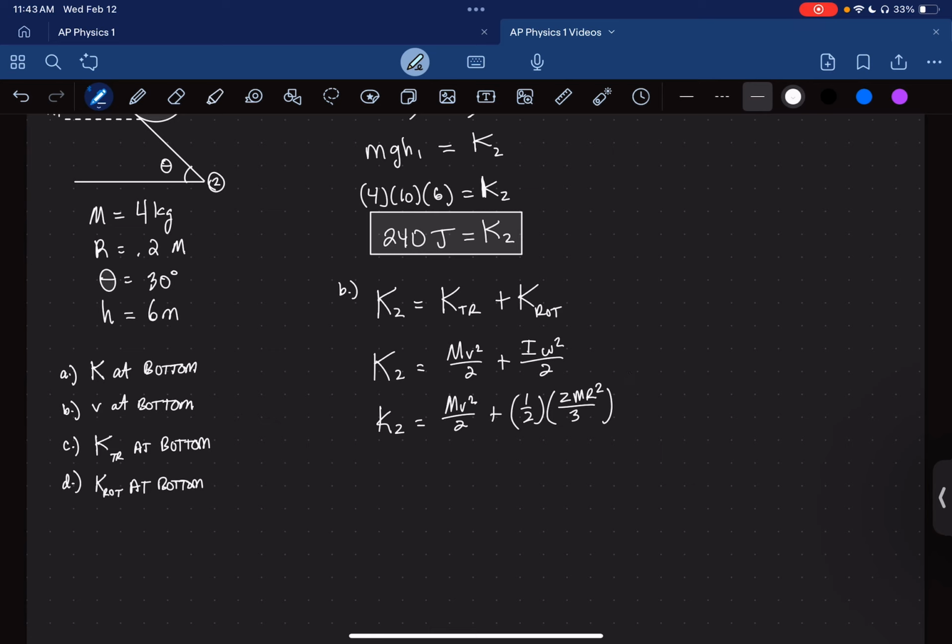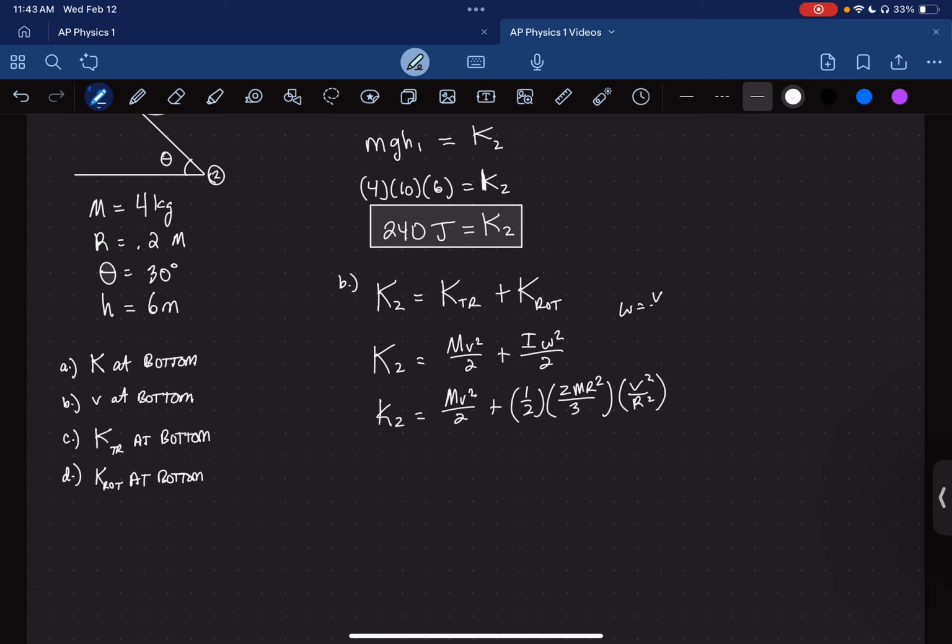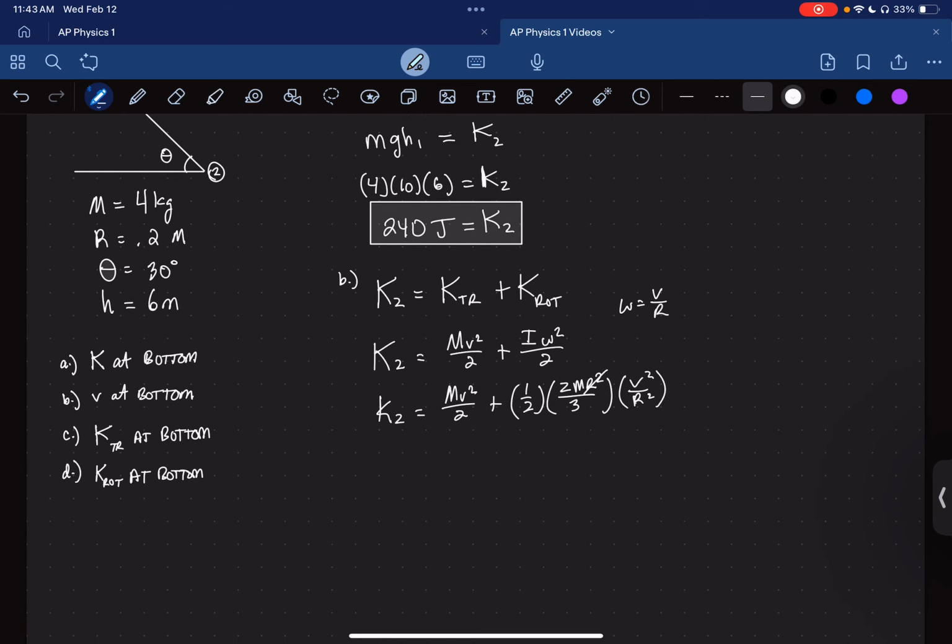Or if it was a disk, you would get, you get the idea. This is V over R. I'm just going to say it's V squared over R squared because omega is V over R, but you square this and then you square this one. And we just went through this. This is mv squared over 2 plus mv squared over 3, which is 5/6 mv squared.